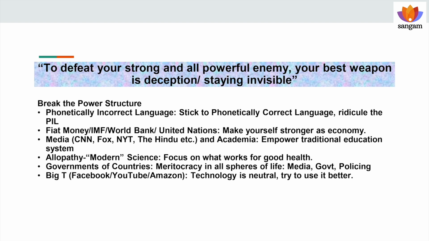We have to break the power structure of the phonetically incorrect language. Stick to phonetically correct languages, ridicule the phonetically incorrect. We have to ridicule it. It is supposed to get ridiculed. English, anyone who is speaking English needs to be ridiculed, calling it a phonetically incorrect language.